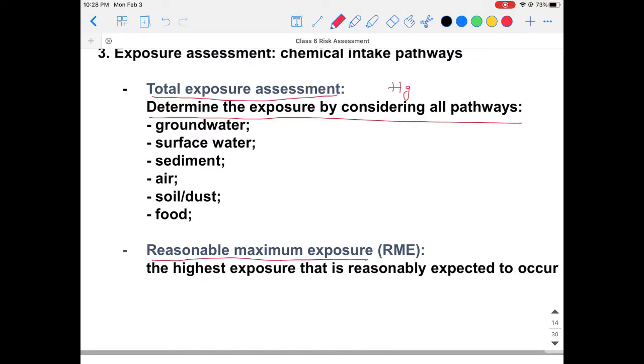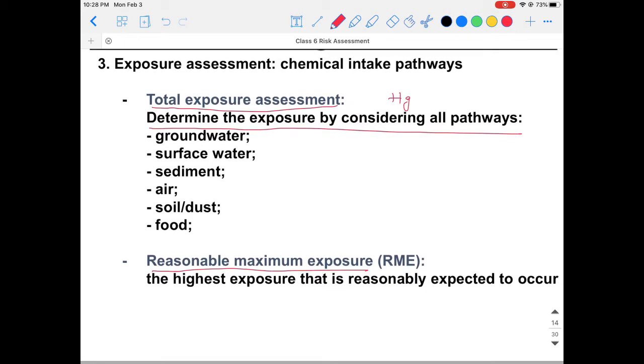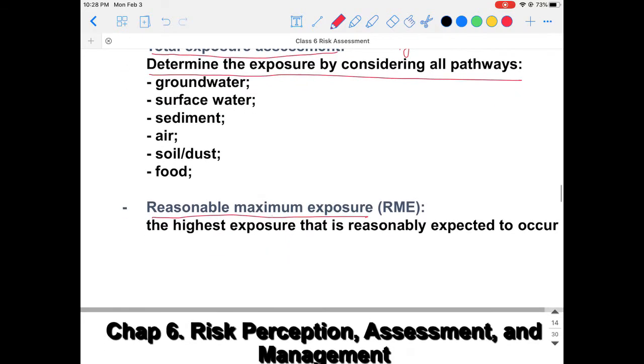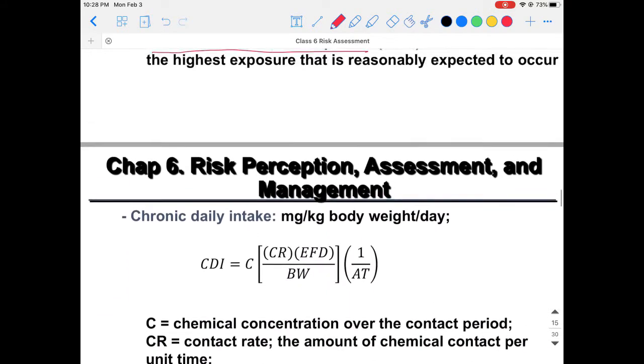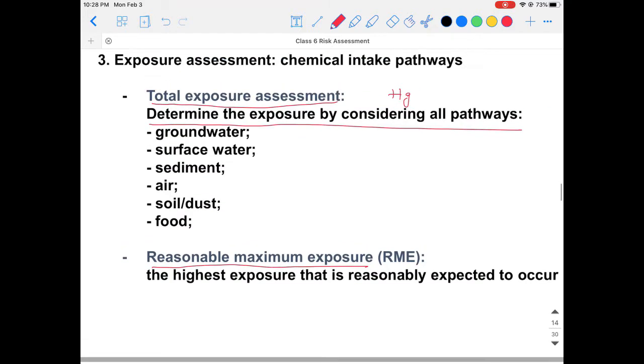So we want to basically calculate a reasonable maximum exposure, which is basically the highest exposure that is reasonably expected to occur. Let's say we keep drinking water, right? When we swim, they can get permeated into our body system, right? When we breathe in, then these mercuries can get attached onto particulate matter. They can get into our respiratory system. And if they exist in the food, we can also eat them into our body system too, right?